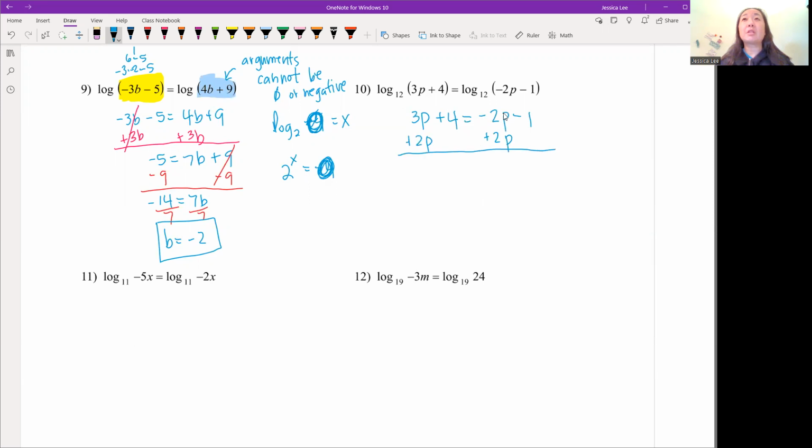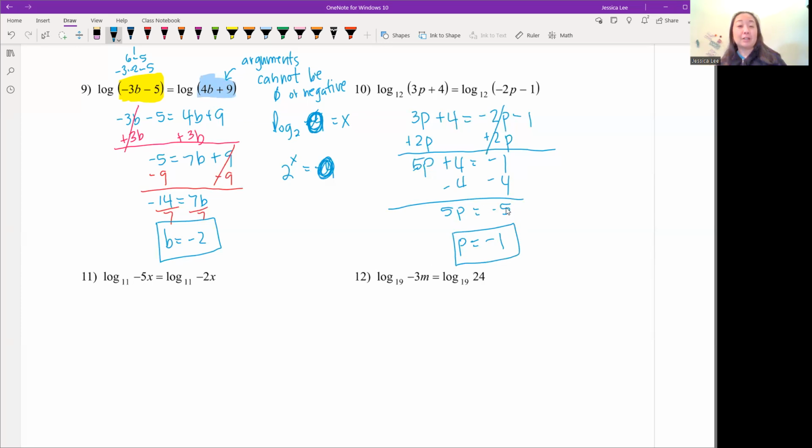And this time I'm going to get rid of this -2p on the right because it's negative, and so I just want to add, right? And so that cancels out, and look at that save. So 5p plus 4 is equal to -1, right? And again, subtract 4 on both sides, and we get 5p is equal to -5, which means p is equal to -1. How do we get -1? Remember, you divide both sides by 5, and then you get -5 divided by 5, -1.